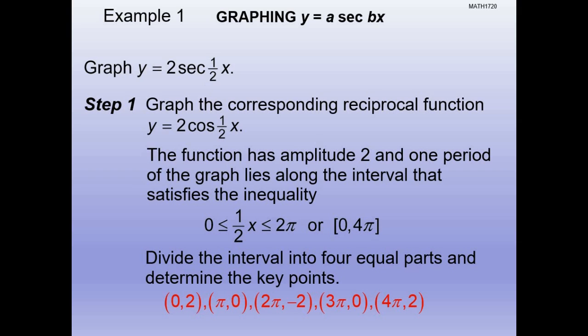So now we have to substitute in all of our values, our left and right asymptote piece, and then our quarter point, our midpoint, and our 3/4 point. So we're going to plug that in. When I plug in 0, I get back 2. When I plug in pi, I get back 0. When I plug in 2 pi, I get back -2. When I plug in 3 pi, I get 0. When I plug in 4 pi, I get 2 back. You're substituting into the cosine graph, so you're substituting those values into y equals 2 cosine of 1/2 x.